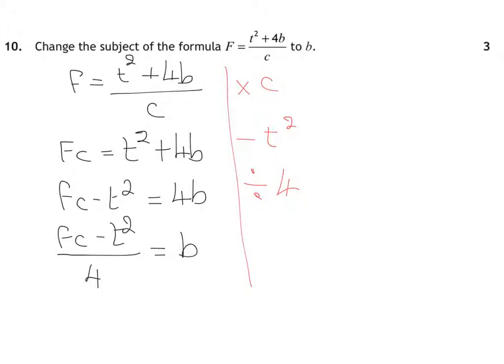Right, marking scheme. The marking scheme's pretty straightforward. You are going to get a mark for getting to there, another mark for that, and your final mark for b equals.